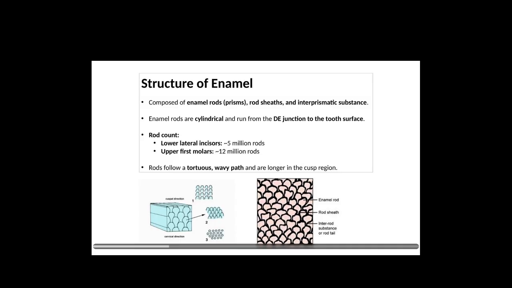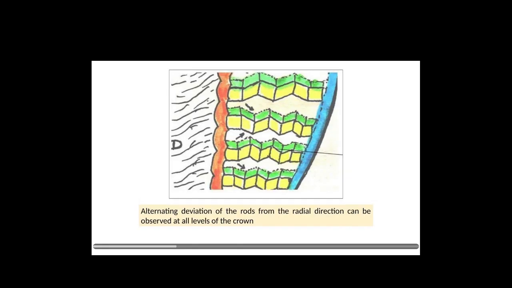Enamel rods, cylindrical in shape, extend from the dentino-enamel junction to the tooth surface. Lower lateral incisors contain approximately 5 million rods, while upper first molars have around 12 million. These rods follow a wavy path, especially elongated in the cusp region. Alternating deviation of enamel rods from the radial direction is evident throughout the crown. This deviation contributes to the enamel's resilience and strength, allowing it to withstand various forces. The rod's orientation changes, enhancing the tooth's ability to resist wear and fracture, crucial for maintaining dental health.